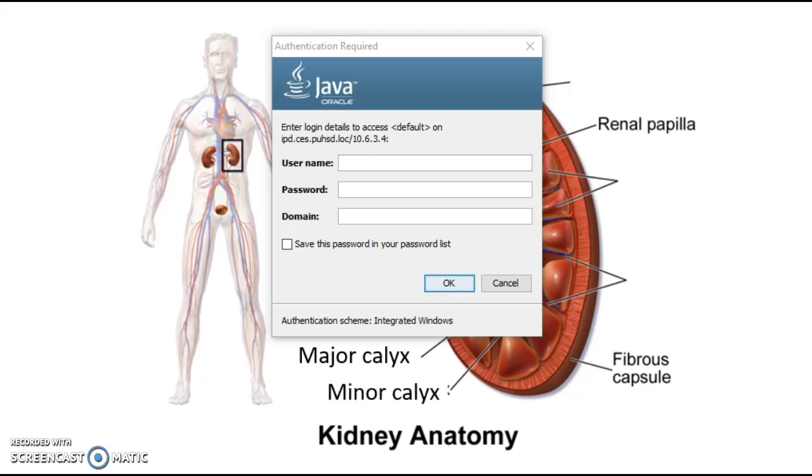Next we have the major and minor calyx. We can see that the minor calyx attaches to this pyramid-looking thing, which then flows into this larger tube, the major calyx. The major calyx, tracing it backwards, goes through the renal pelvis and down into the ureter. So we talked about the ureter carrying contents that have been removed from blood away from the kidney down towards the bladder, and it starts with the major and minor calyx. So they remove the contents from the kidney down through the ureter and into the bladder.